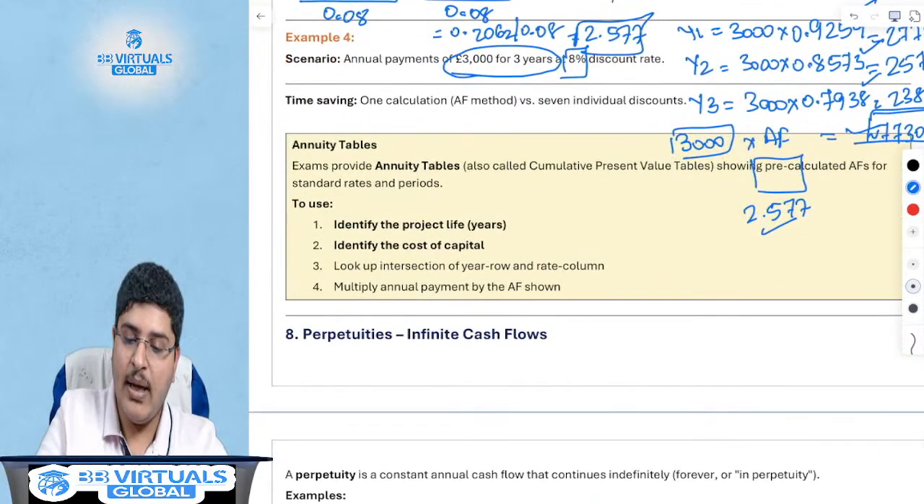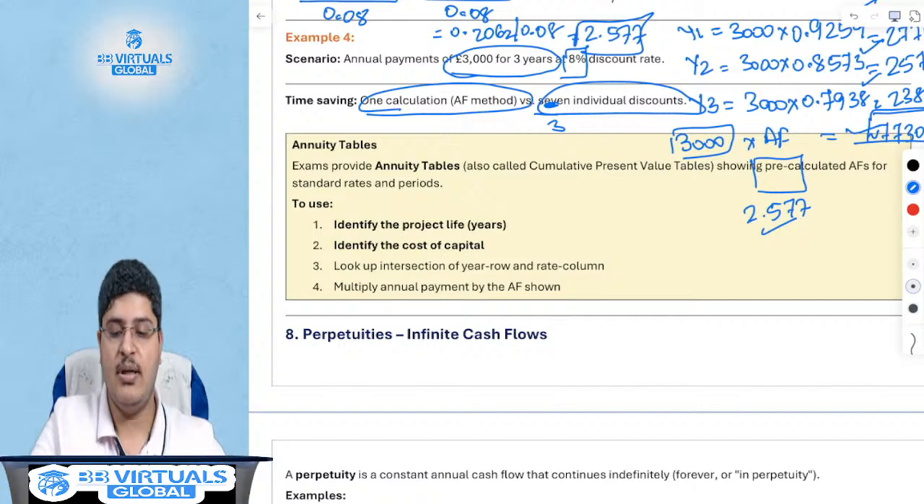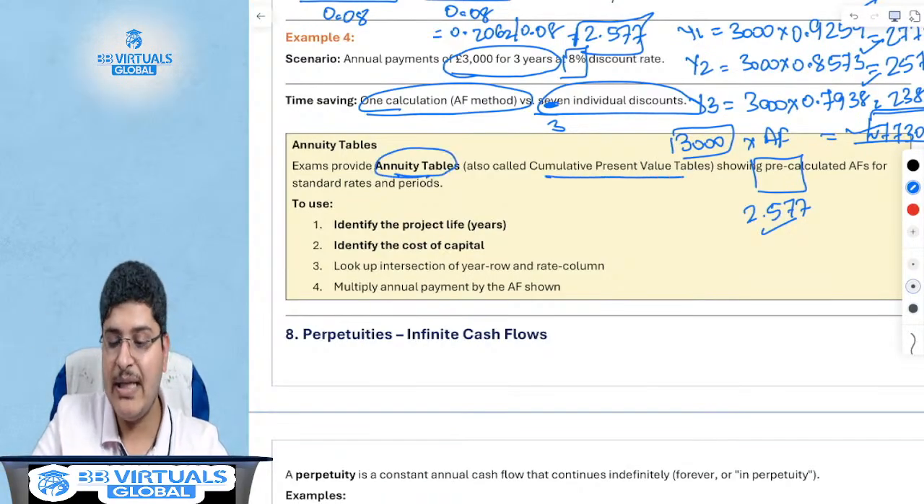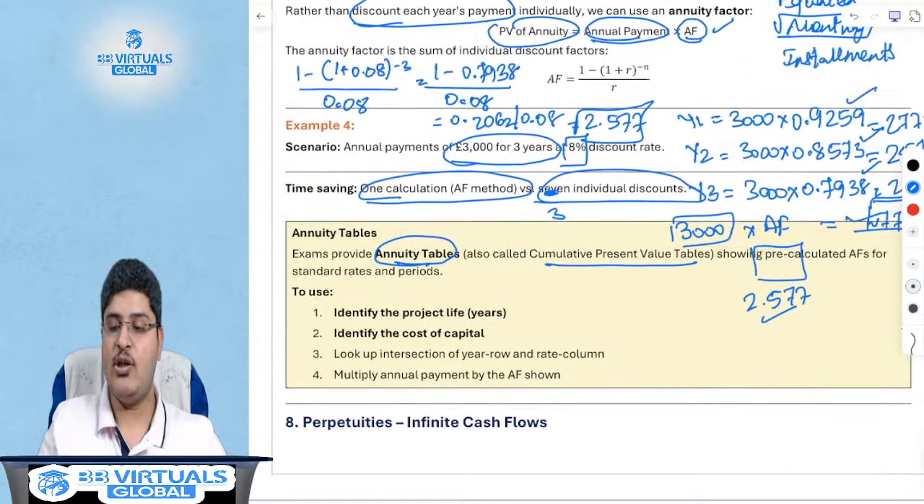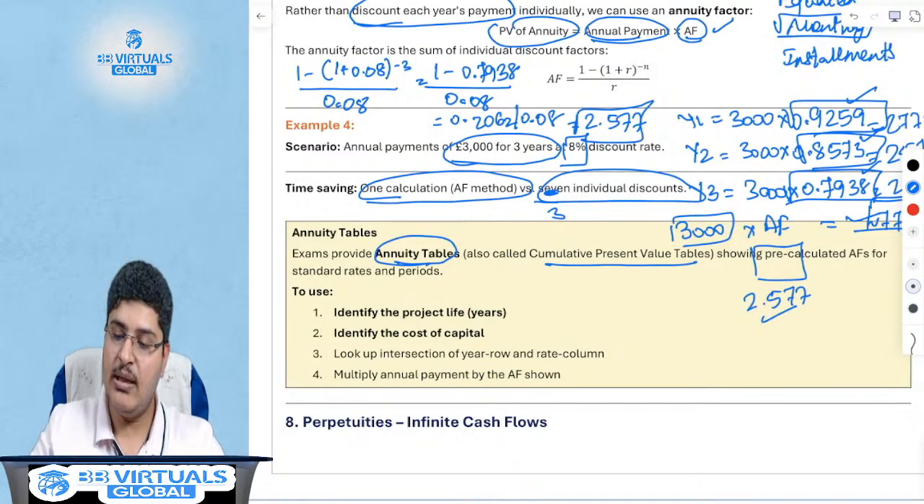So this is one calculation instead of individual discounts, or in this case 3 individual discounts. For 3 years you would have had to do it thrice. Instead of thrice, you have to do it only once. Similar to the present value tables, the institute will also give you annuity tables, which are also called cumulative present value. What is cumulative present value? Addition of 1 plus 2 plus 3 is cumulating all the present values. This will give you your pre-calculated annuity factors.